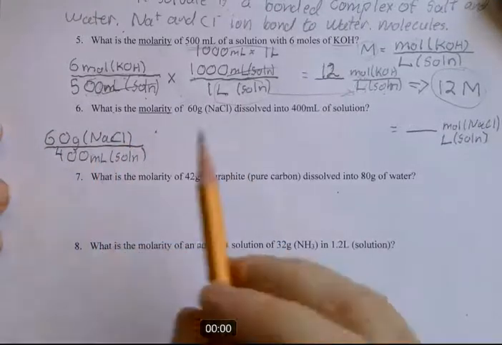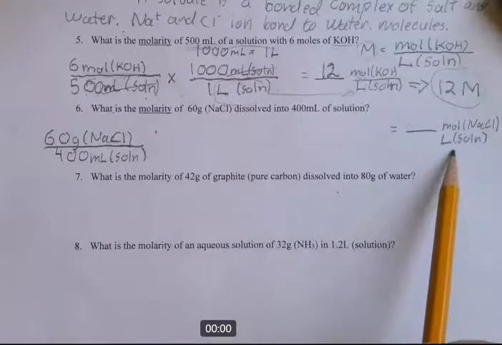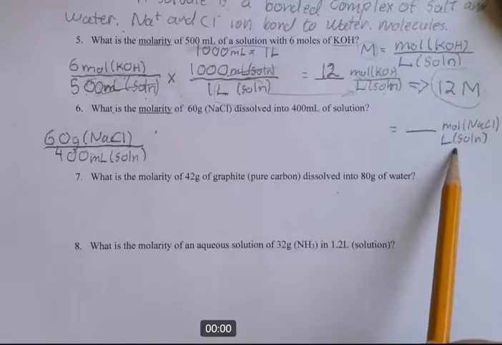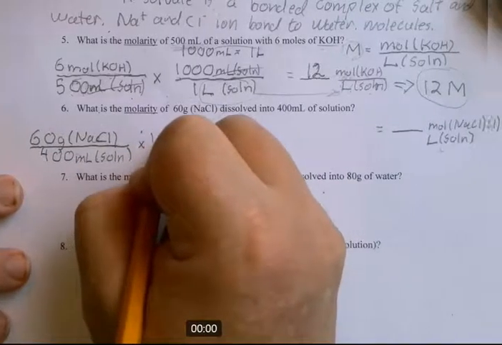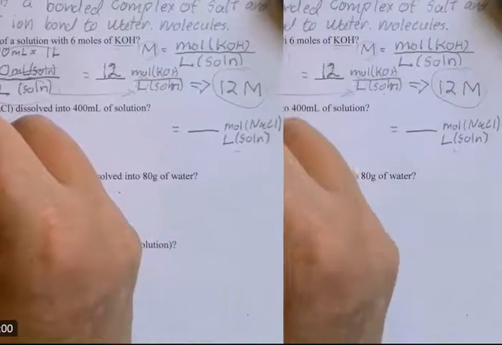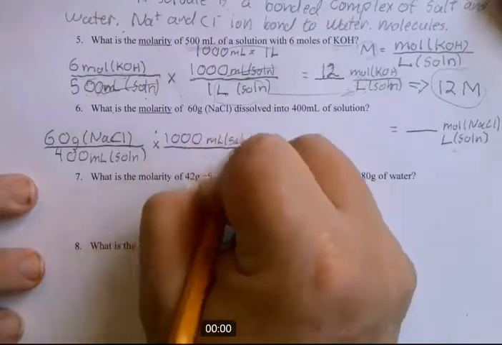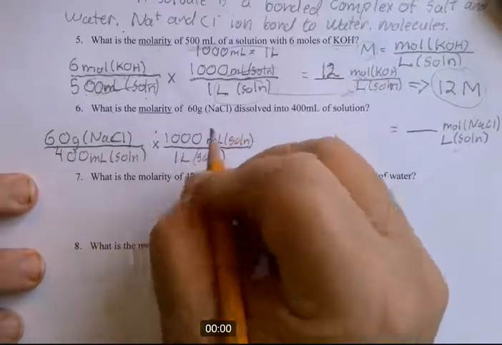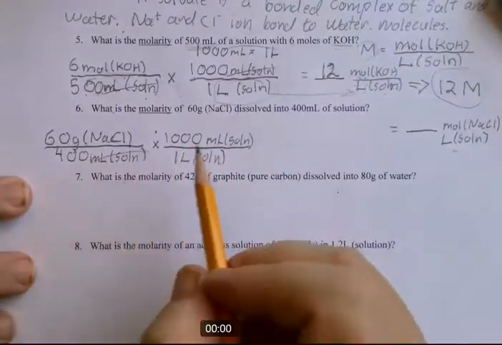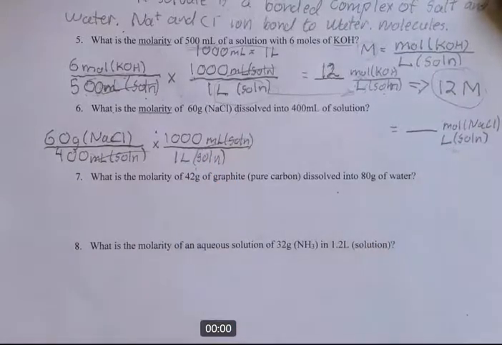Okay, so we need to build a bridge to get us from here to here. Well, first, milliliters of solution and liters of solution is just like the last problem. You're going to multiply, so you're going to do this. There's 1,000. Okay, so milliliter solution. So we end up with liters of solution on the bottom. That's what we want. So that part's good.